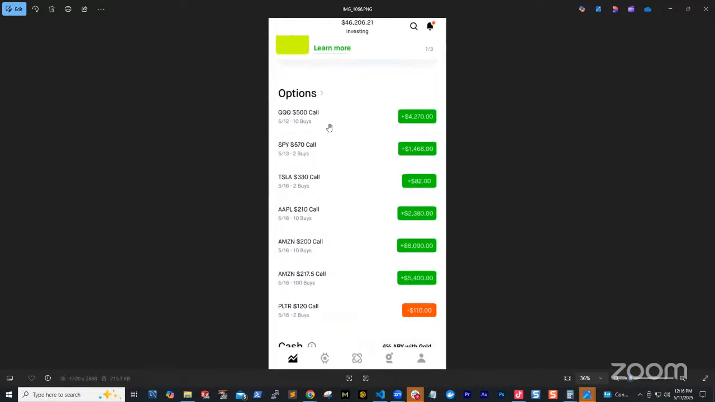So look at this. This is like my options. I bought all these contracts last Friday. Here you can see the date. The date you are seeing here is when they expire. The buys you are seeing here is how many contracts I bought in each one. The number you are seeing here, like 500 call or 270 call, is the price that I'm speculating the stock is going to go to, right? So I bought all this last Friday, for one week ahead.